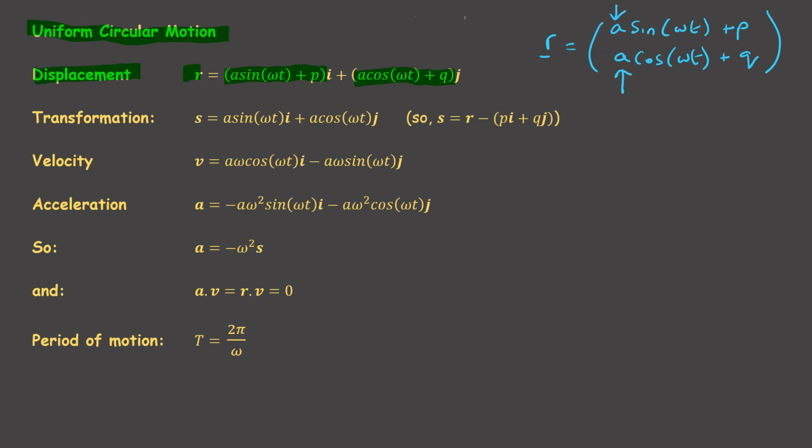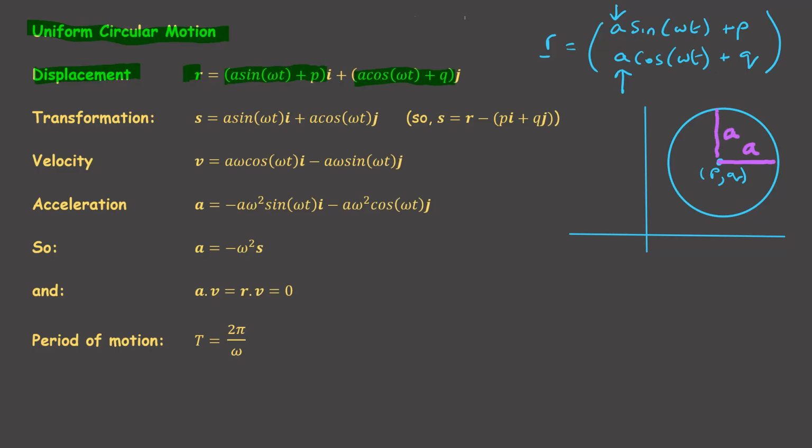and here, which means that when we draw this, then we know the center is at p, q, but this distance here is a, this distance here is a, and so it's going around in a circle.